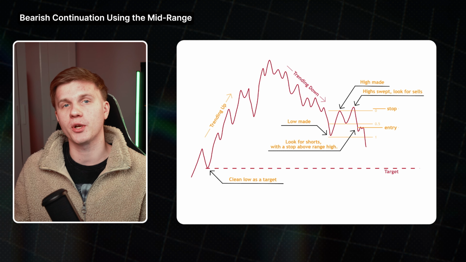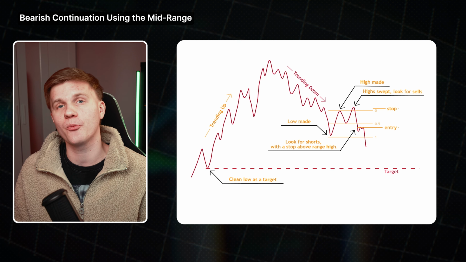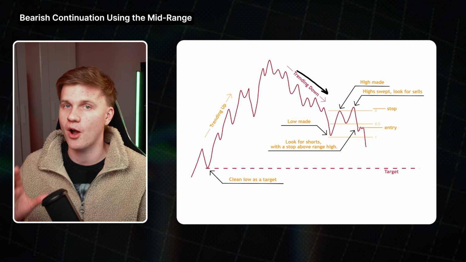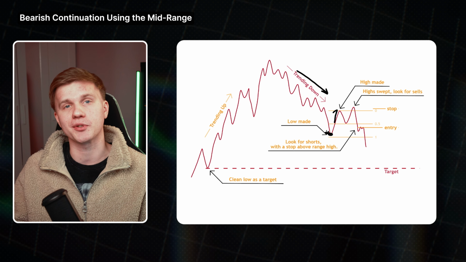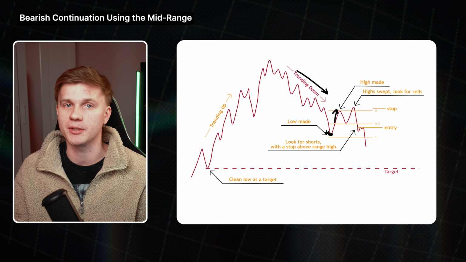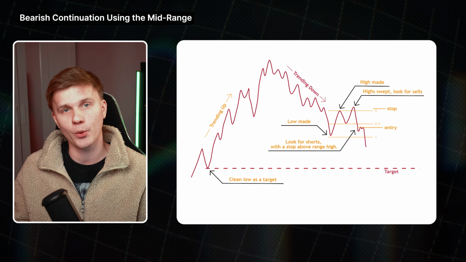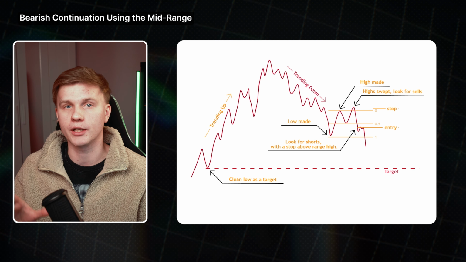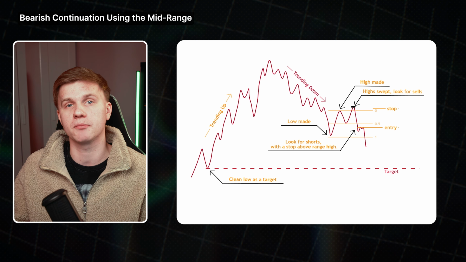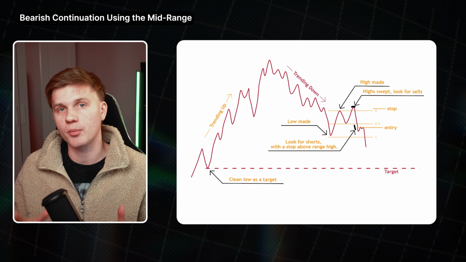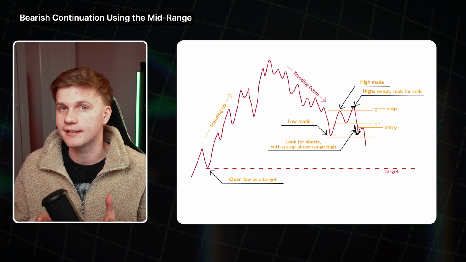When the market is trending down and starts retracing upward, I pay close attention to how price behaves around the mid-range. If price sweeps a previous high but fails to hold above the mid-range and breaks back below it, this signals that the draw on liquidity has shifted downward. At this point, the market is back in bearish territory and the probability of a further decline is higher.